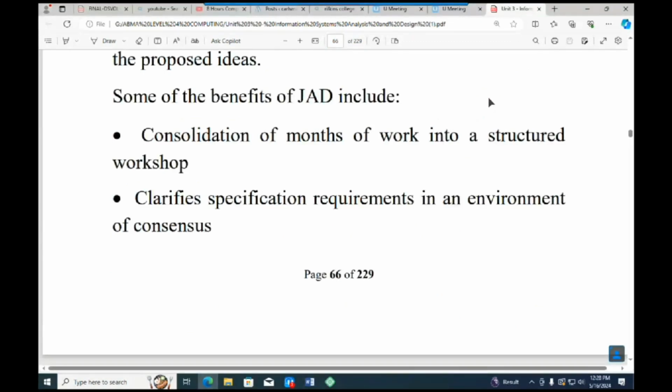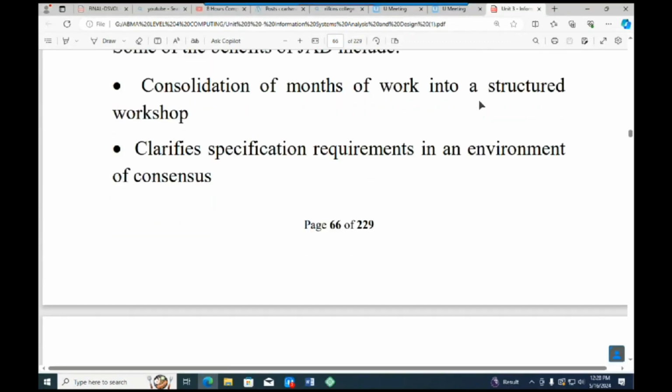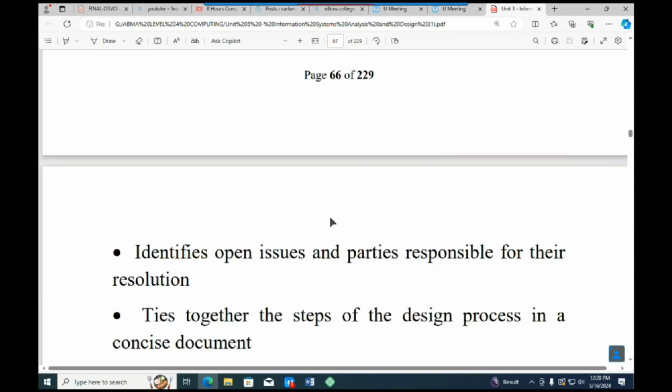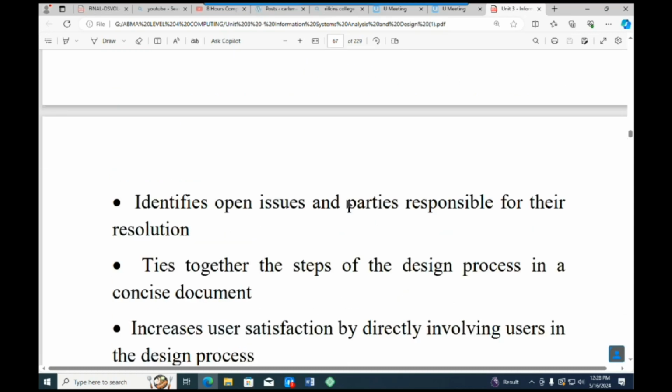So we have benefits or advantages of the JAD that include: one, we have the consolidation of months of work into a structured workshop. Number two, we have the clarification of the specification requirements in an environment that is actually taking care of consensus. In other words, all these people are coming into an agreement on the proposed specifications.